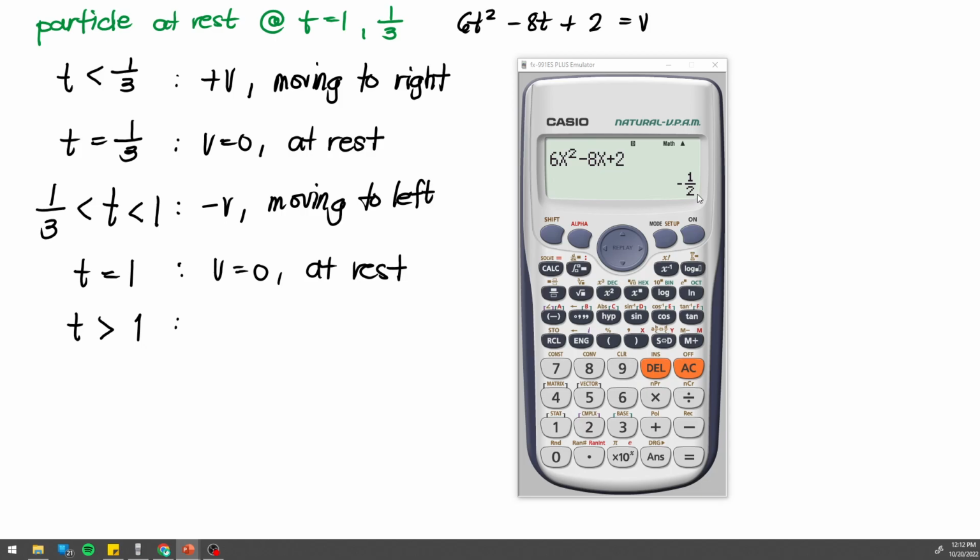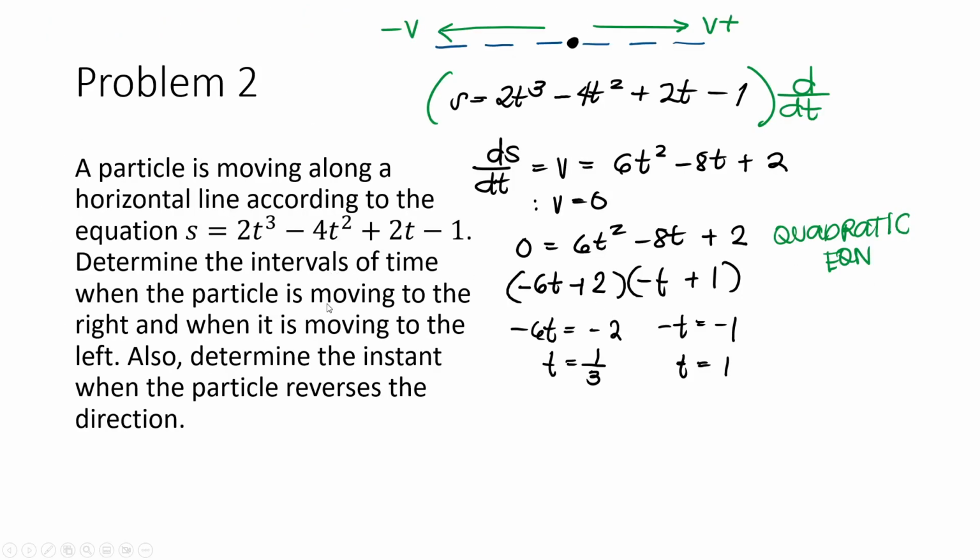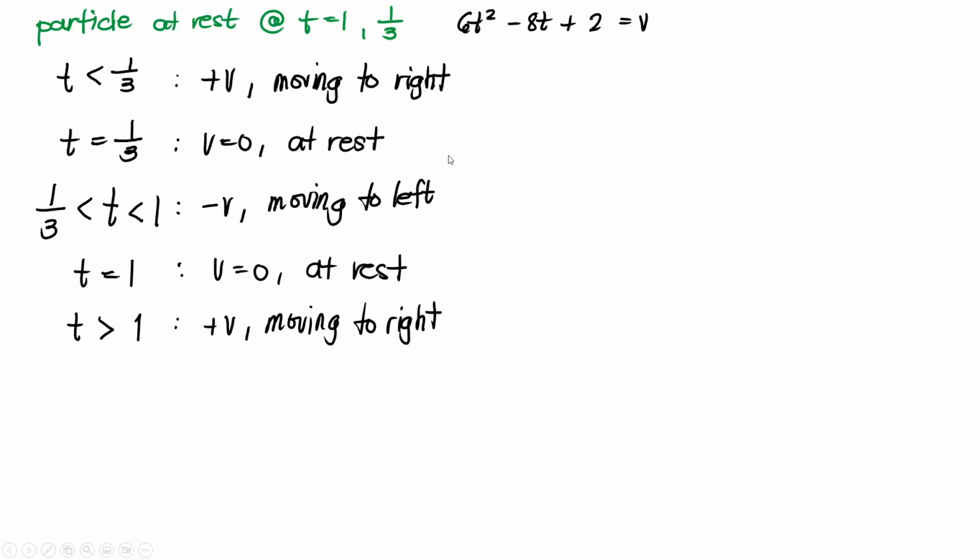And last, we have greater than 1, no? Let's say 1.1. So we have a positive value. Then to check again, 1.2. So we have positive, so a positive velocity moving to the right. Ayan. So therefore, based on the problem, determine when the particle is moving to the right and when it is moving to the left. So it is moving to the right at time less than 1/3 or greater than 1. So ganun siya.